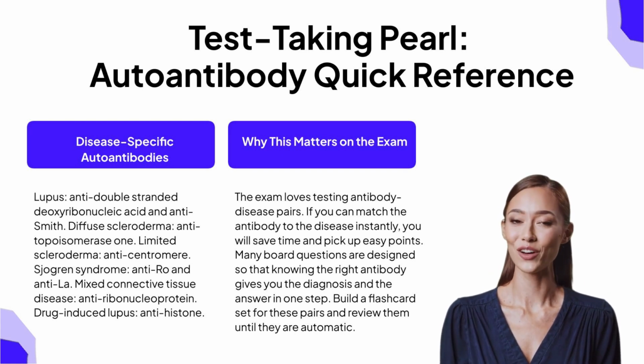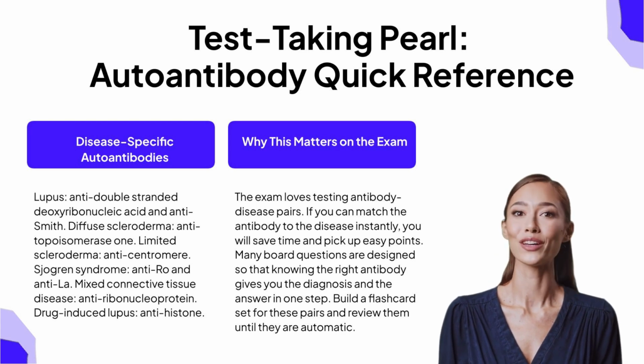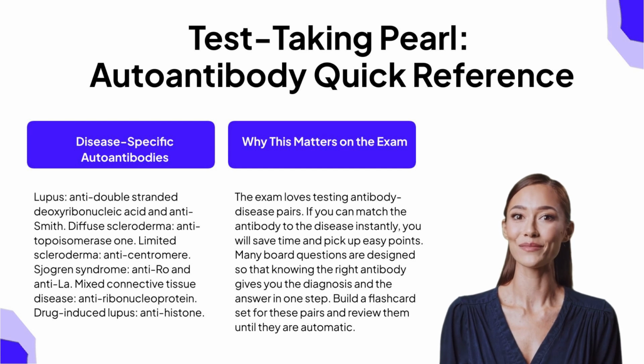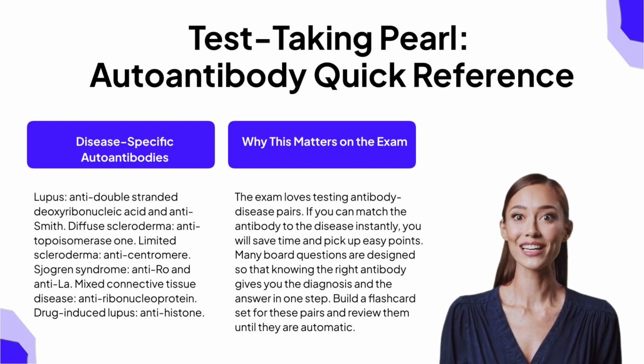For Sjögren's syndrome, it is anti-Rho and anti-La. For mixed connective tissue disease, it is anti-ribonucleoprotein. And for drug-induced lupus, it is anti-histone. Why does this matter so much on the exam? Because many questions are designed so that recognizing the correct antibody immediately gives you both the diagnosis and the answer.